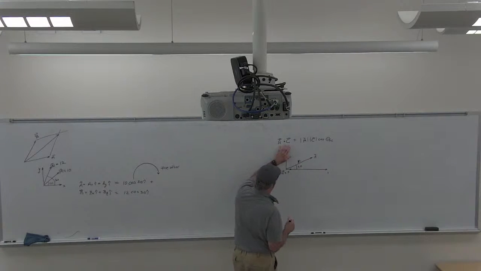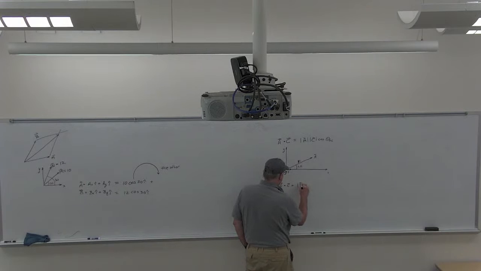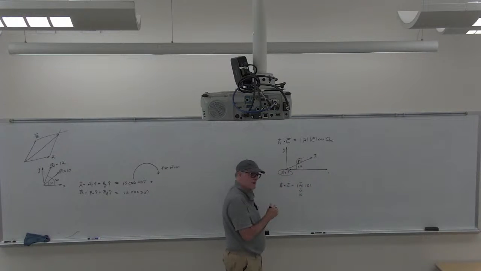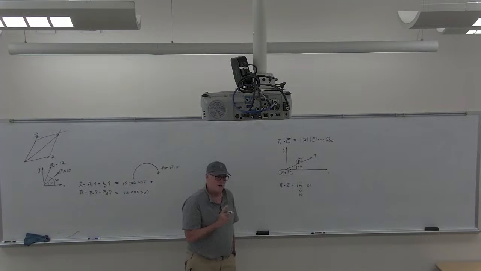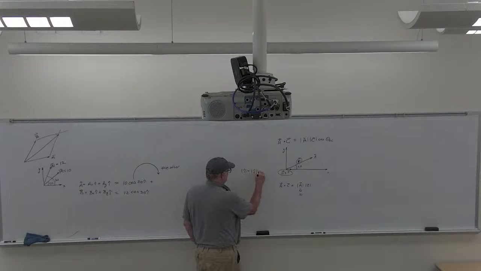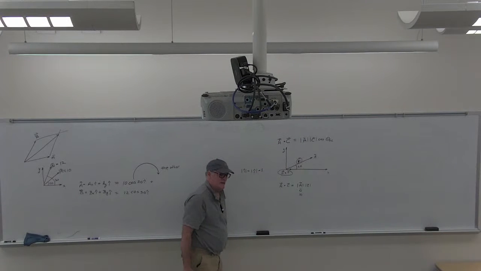So now, right underneath it, the dot product of A and C is equal to the magnitude of A, which is 10, times the magnitude of C. What's the magnitude of C? Anybody know? 1. 1, exactly. So this is the key. The base vectors all have unit length. They're all supposed to have unit length.